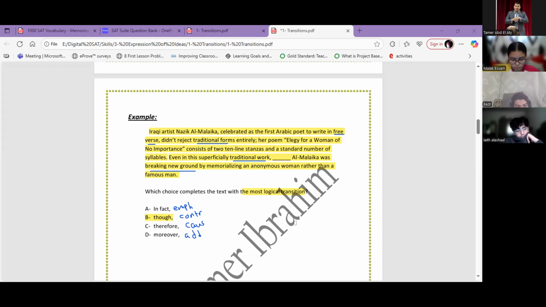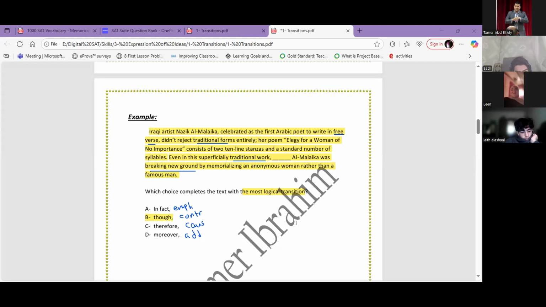Clear, Laith? Clear, Mister. Lean, clear? A little bit. No, it's not a little bit. Again, here I start by knowing what each word expresses: in fact, emphasize; though, contradiction; therefore, cause and effect; moreover, addition. Then I read the sentence before and the sentence after.